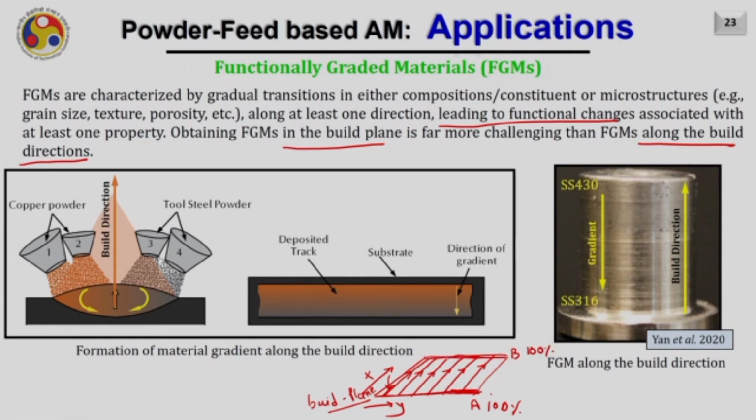In between, for example, A and B are varying linearly. So, here B is 0 and here A is 0. Now, if you are moving along this track, the requirement is that the percentage of A and B should vary along with your XY coordinate while moving the deposition nozzle.